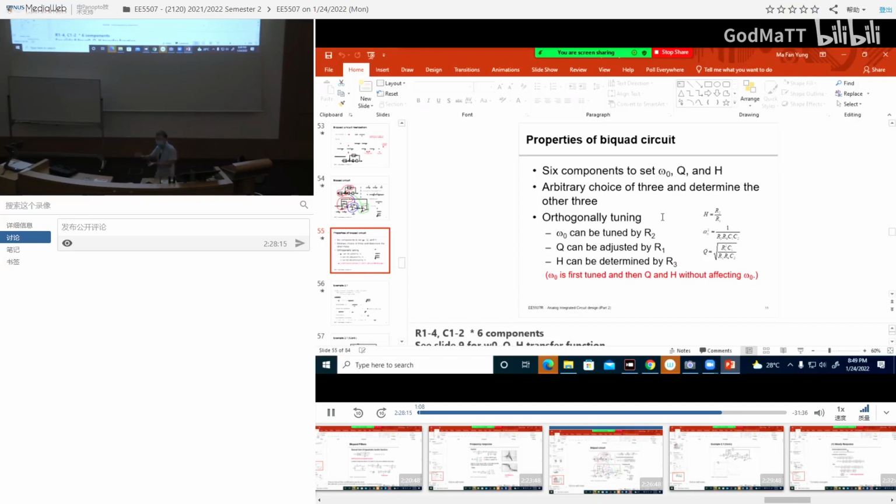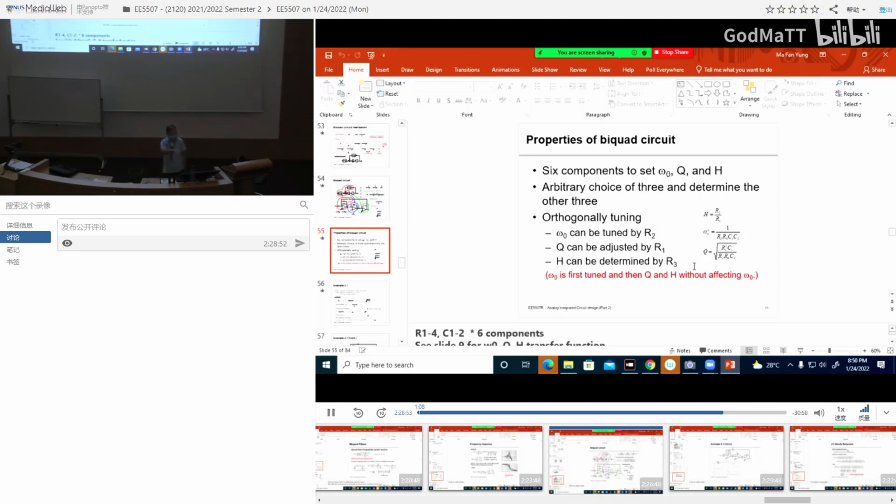How do we adjust all these values? We cannot tune just anyhow, because some of these component values affect more than one parameter. When we want to change omega 0, Q, or H, we have to tune by choosing values which will not affect the rest. This is what I mean by orthogonal tuning. If I want to change omega 0, I just change R2. If I want to change Q, I just change R1. If I want to change H, I just choose R3. In this way, my tuning will be very smooth.